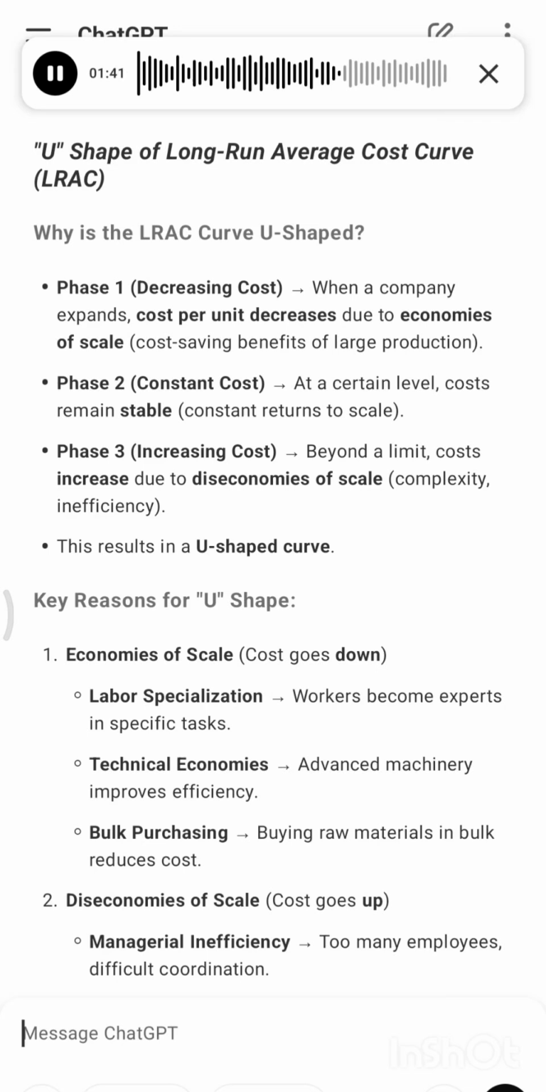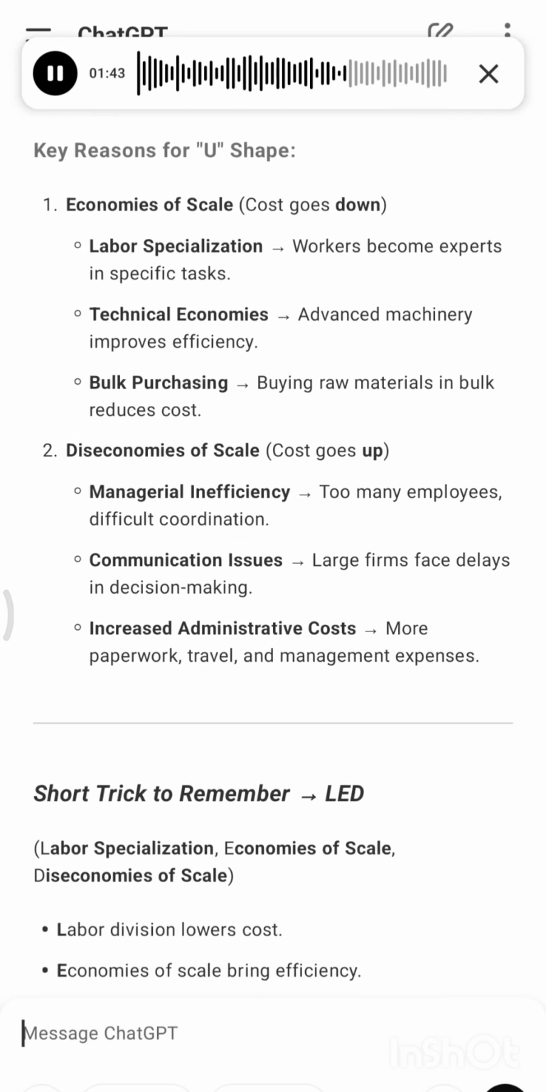Key reasons for U-shape. 1. Economies of scale, cost goes down. Labor specialization, workers become experts in specific tasks. Technical economies, advanced machinery improves efficiency. Bulk purchasing, buying raw materials in bulk reduces cost.